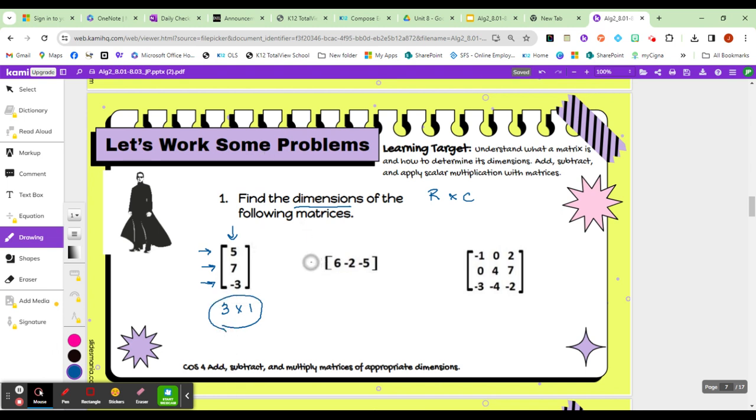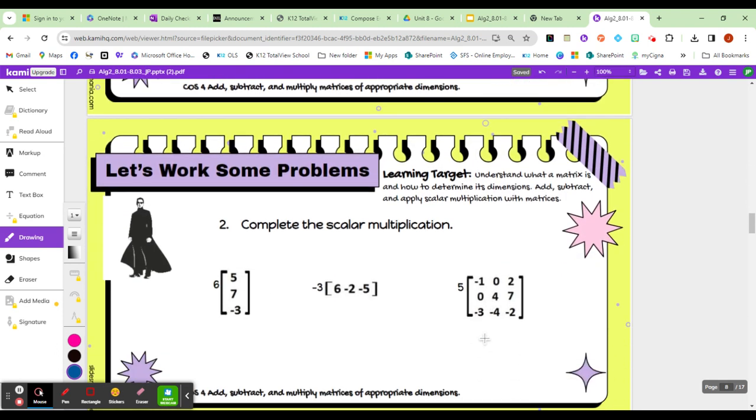This matrix has 1 row. That's the first number, times the number of columns. It's got 1, 2, 3 columns. So the dimensions would be 1 by 3. And the last one has 1, 2, 3 rows. So 3 comes first because the rows always come first, by 1, 2, 3 columns. So the dimensions of that matrix would be a 3 by 3.